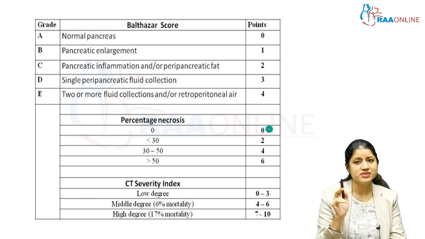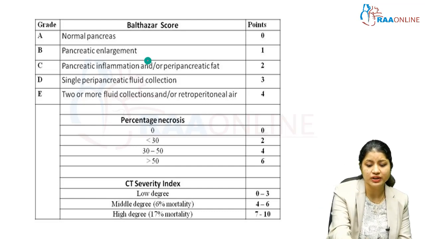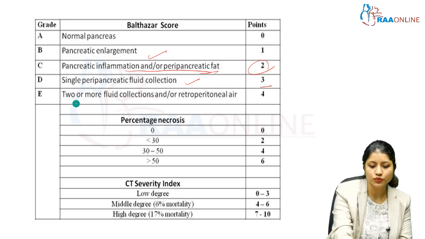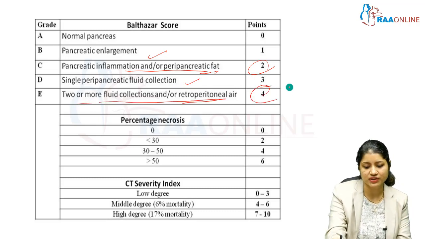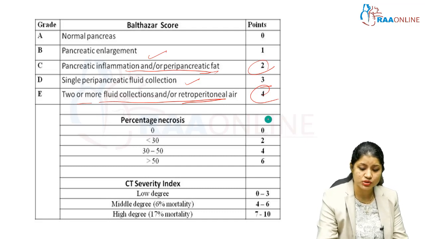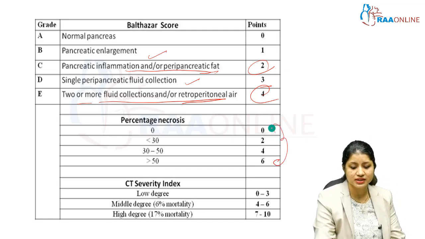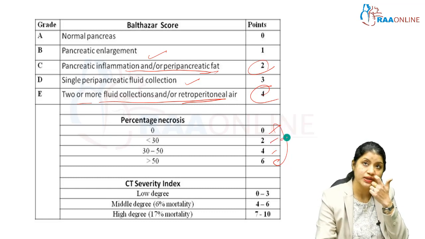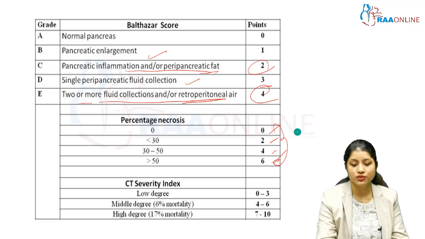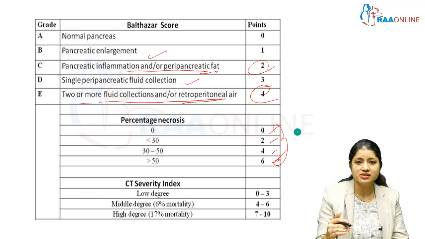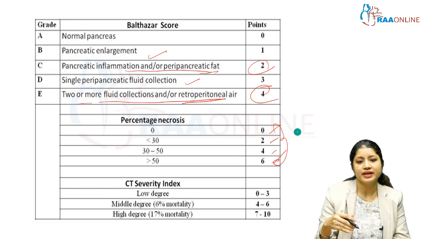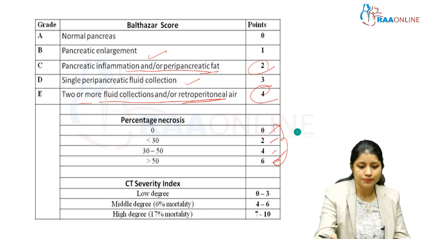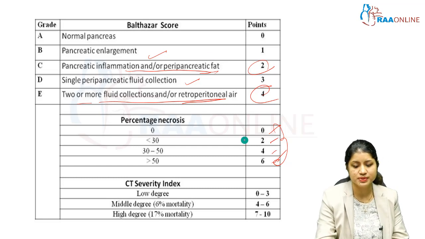Then we have Balthazar scoring, which is based upon the CT imaging and the local pancreatic complications. Like for a normal pancreas, we have 0 points. Pancreatic enlargement, we have 1 point. The peripancreatic inflammation of fat, we have 2 points. Fluid collection, 3 points, and 2 or more fluid collections or air seen in the CT imaging, we have 4 points. Then based on that CT imaging, we try to grade how much necrosis is present. No necrosis, 0 points, less than 30% necrosis, 2 points, 30 to 50% necrosis, 4 points, and more than 50% necrosis, 6 points.